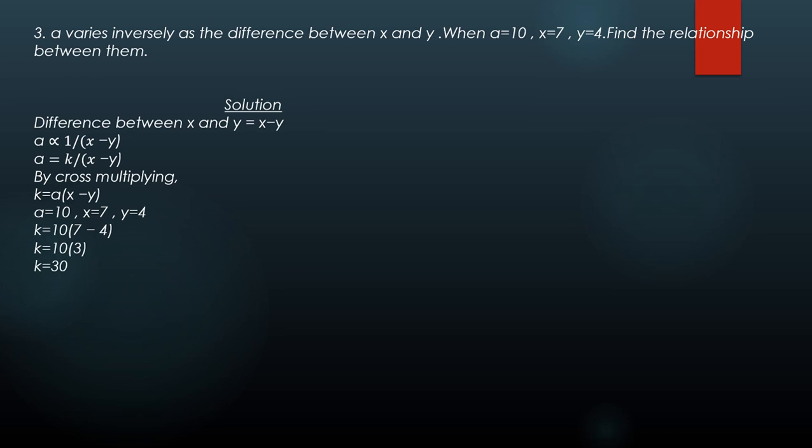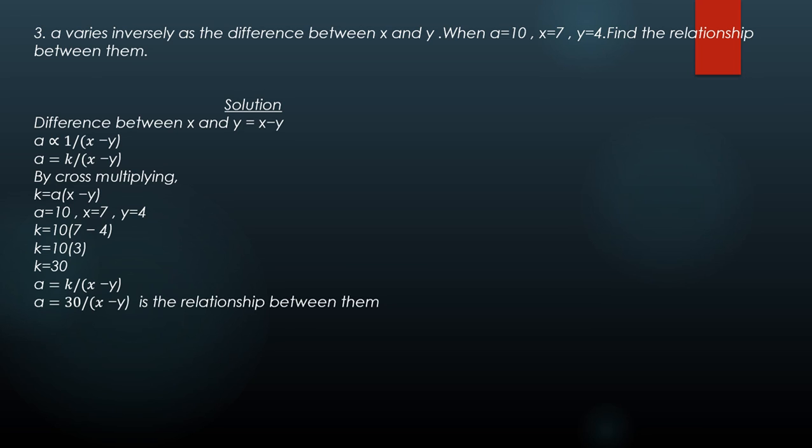So k equals 10 into bracket 7 minus 4. So 7 minus 4 is 3. That will give me 10 into bracket 3. 10 into bracket 3 is 10 times 3, so that gives me 30. So my k is 30.